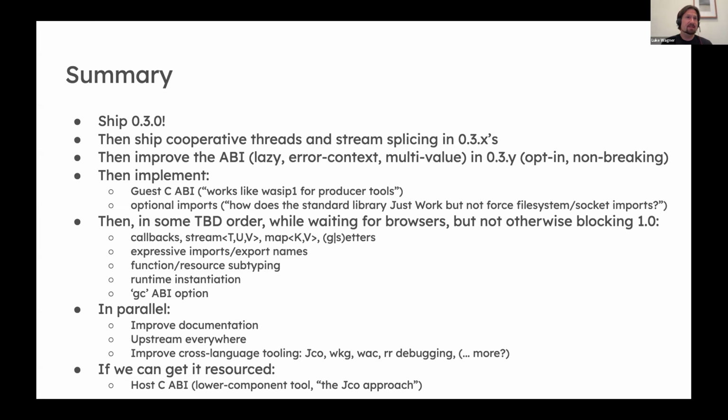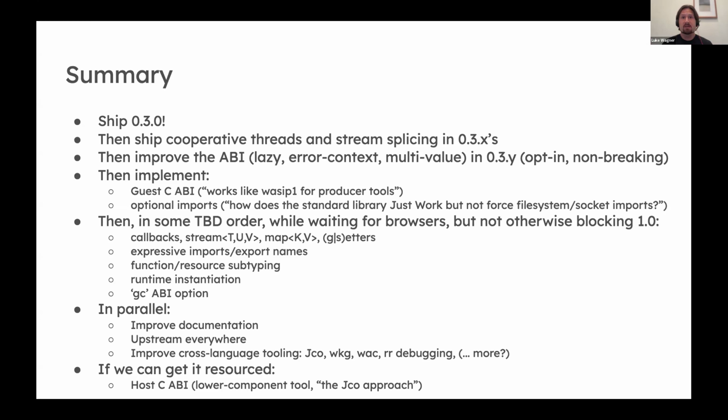And then after that, implement the guest C ABI, so that we have something that works like WASI P1 for producer tools experience. And optional imports, which pairs really well with the guest ABI because it gives us a really clean answer for what to do in my standard libraries if I want to target components of any world and not force everyone to import file system and sockets all the time. But still, I want things to just work. Optional imports gives us that answer.